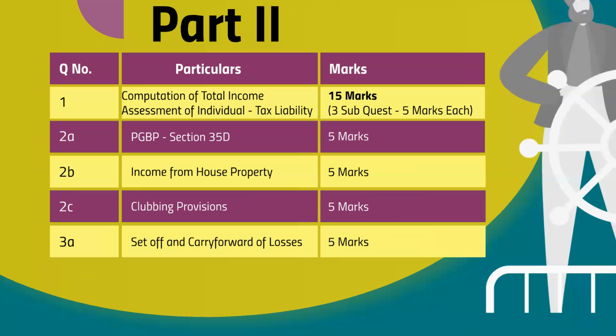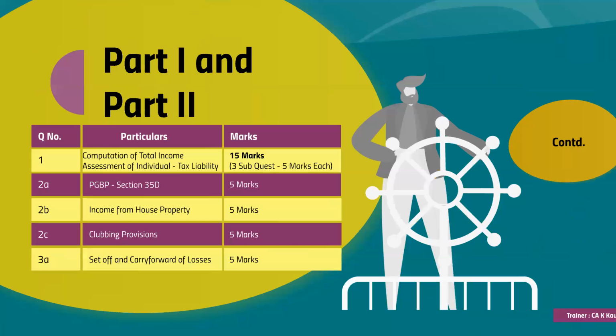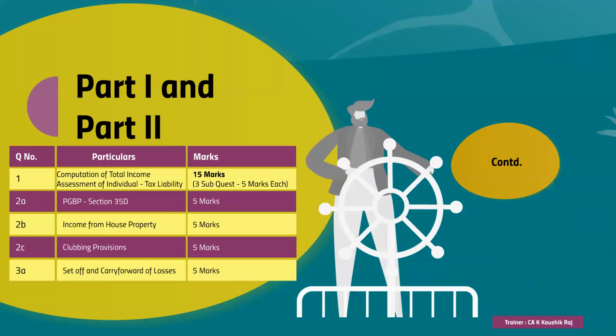People think if I read only the 5 heads of income, that is sufficient. But if you see here, clubbing provisions is coming for 5 marks, which is very interesting to look at. And it's a small concept. If you have thoroughly understood each of the simple concepts of these smaller chapters, this would have been icing on the cake and an easy walk to get the complete 5 marks.